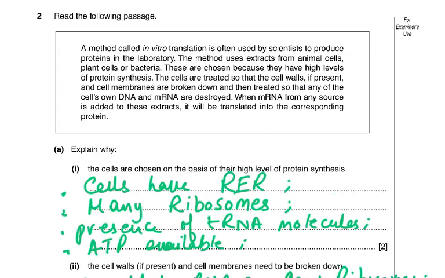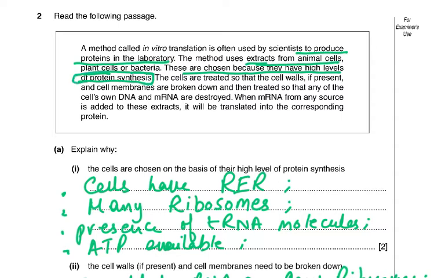Number 2, read the following passage. A method called in vitro translation is often used by scientists to produce proteins in the lab. Always read the question very slowly. The method uses extracts from animal cells, plant cells, or bacteria, so it's eukaryotes and prokaryotes. These are chosen because they have high levels of protein synthesis.